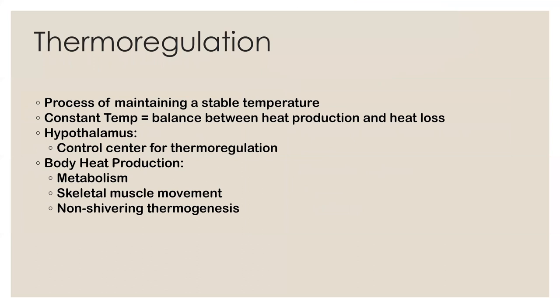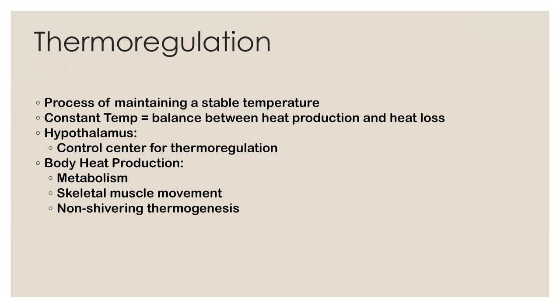So when we talk about thermoregulation, thermoregulation is the process of maintaining a stable temperature. A constant temp is a balance between heat production and heat loss, like we talked about. When we talk about the hypothalamus, the hypothalamus actually works like a thermostat in your house. It gets readings from sensory receptors in the skin, and then it is the control center for thermoregulation.